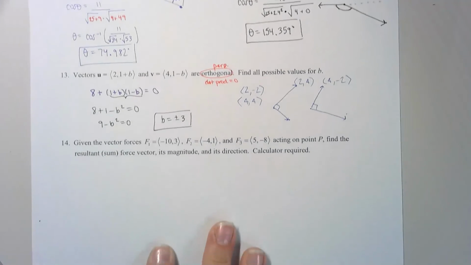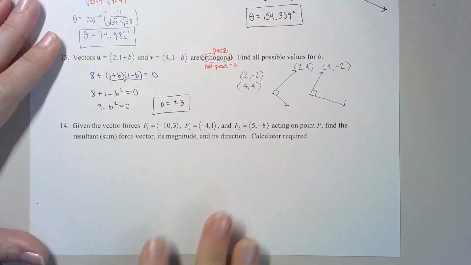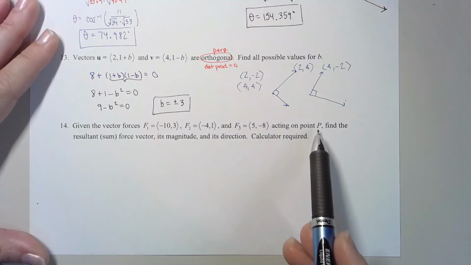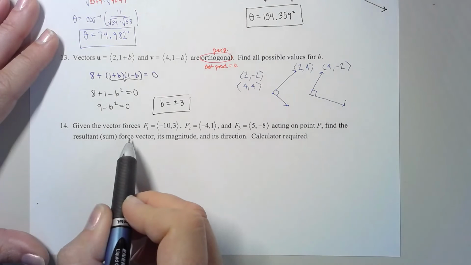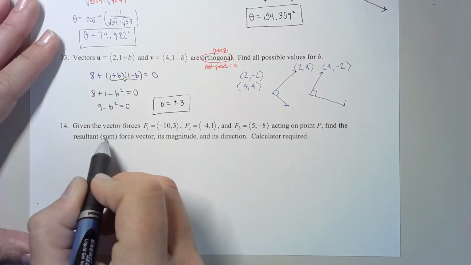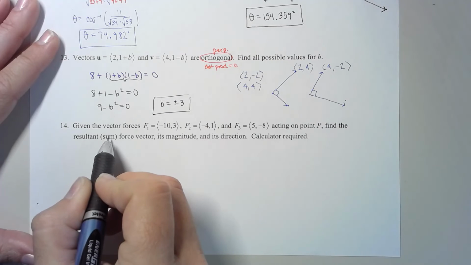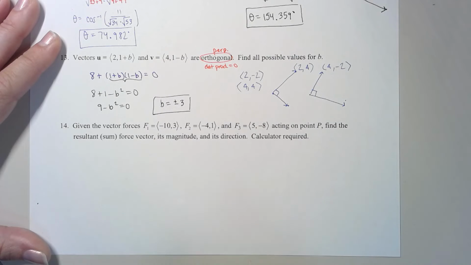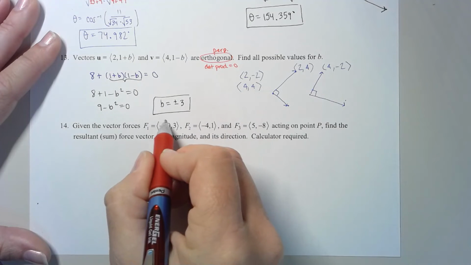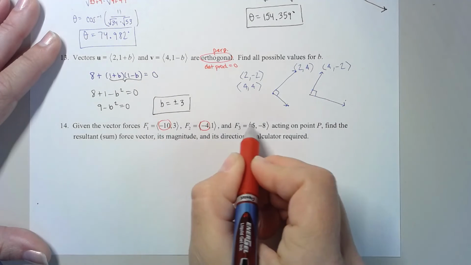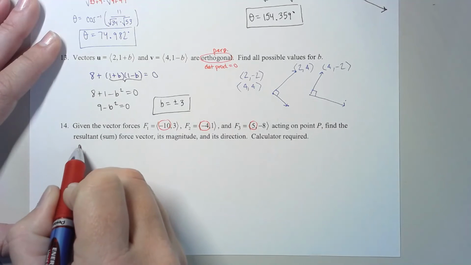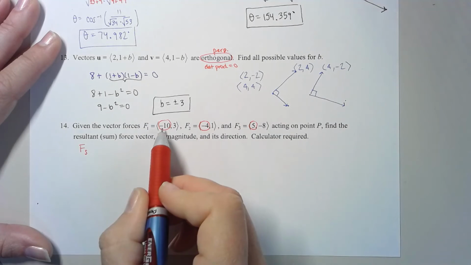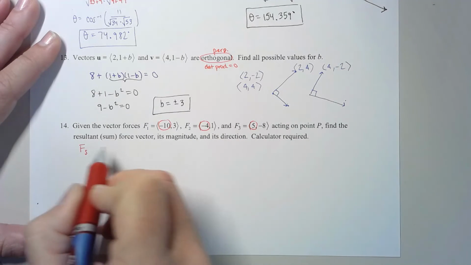Great. All right, let's take a look at number 14. We have 3 force vectors, F1, F2, and F3, acting on a point P. Find the resultant force vector, and we know with vectors the word resultant means sum, its magnitude, and its direction. So we want to add all 3 of these together, and we know adding vectors is as easy as adding the horizontal. I'm going to call this F sub S for the sum. We're going to add the horizontal components to get a negative 9.